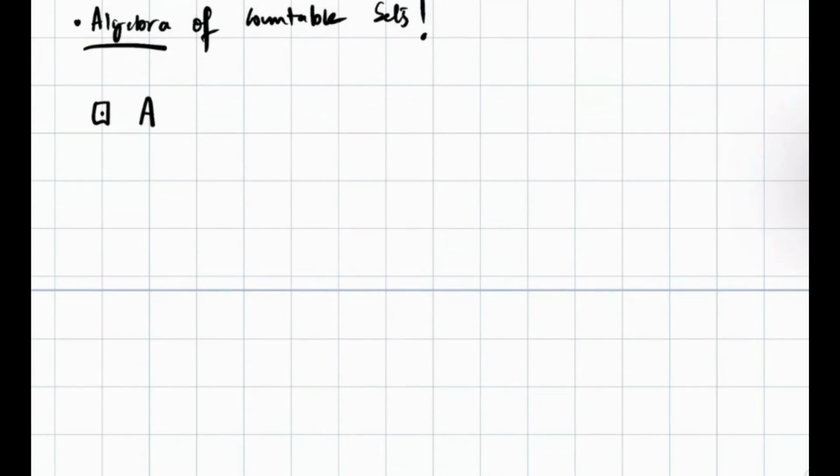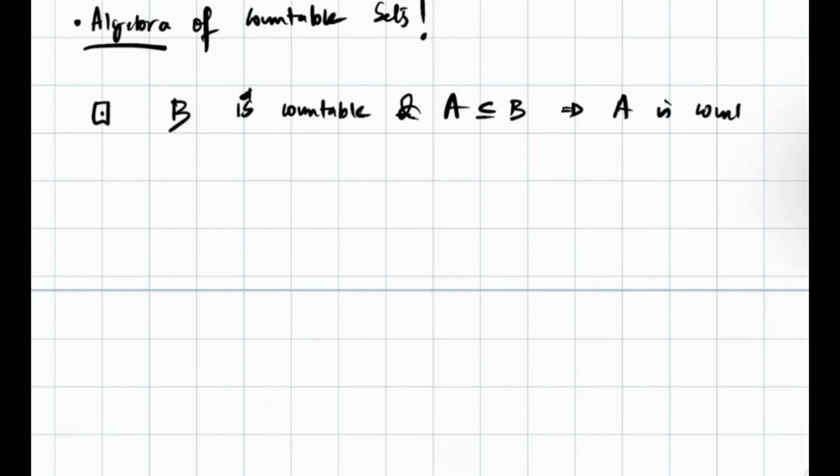If A and B are countable, and A is a subset of B, that implies... sorry, if B is countable, and A is a subset of B, then it implies that A is countable. It's very simple to understand. So the proof goes like this.